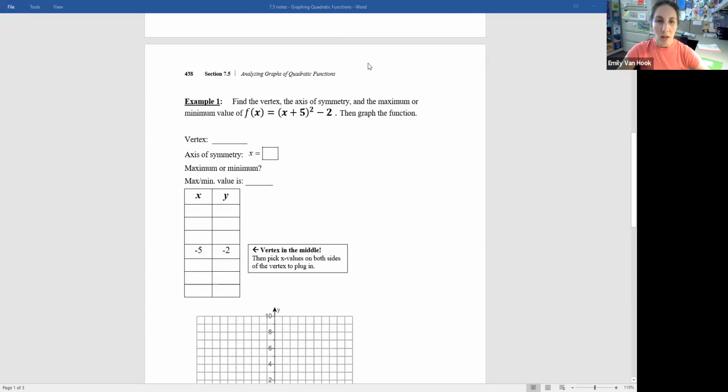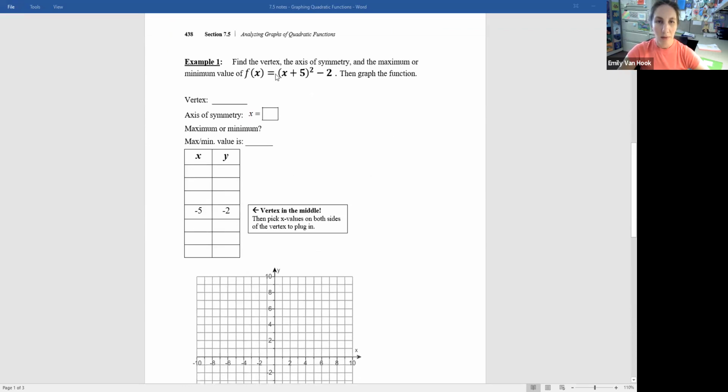Okay, so this is example one. Find the vertex, axis of symmetry, and maximum or minimum value, and we have f of x equals (x plus 5) squared minus 2. So notice the x plus 5, that means we're going to change the sign. Remember that plus 5 means we're shifting to the left. So if we're going 5 to the left, our vertex actually starts at negative 5 for the x coordinate, the minus 2 means we're going down 2. So our vertex would be (negative 5, negative 2).